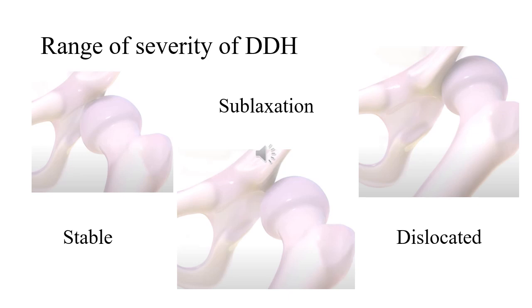DDH is a spectrum of disease, so every single case is not similar to another case. And this spectrum can start from a stable hip but with a shallow acetabulum, or what we call dysplasia of the acetabulum, or it can cause subluxation, which is a partial migration of the femoral head outside the acetabulum, or the hip can be fully dislocated.